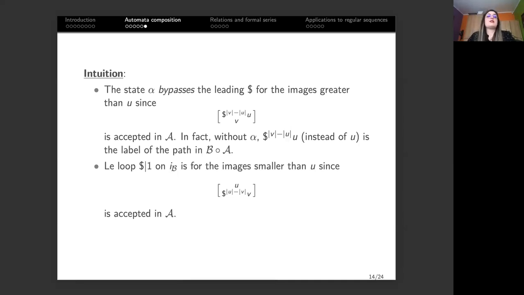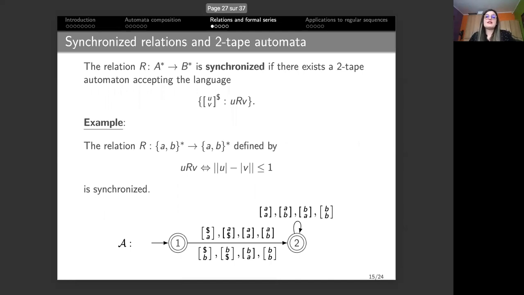Okay, so that is the composition I'm defining, and the first theorem I want to state is about the link between the relation and the two tape automaton. It's quite easy to see.